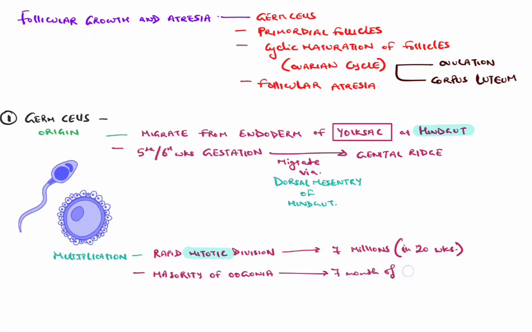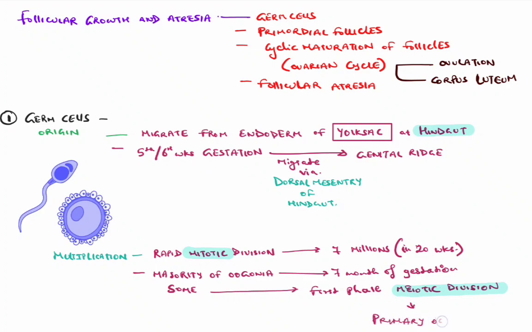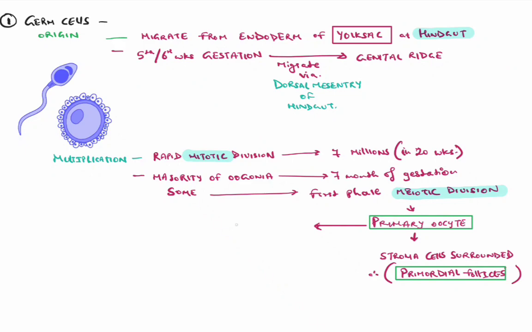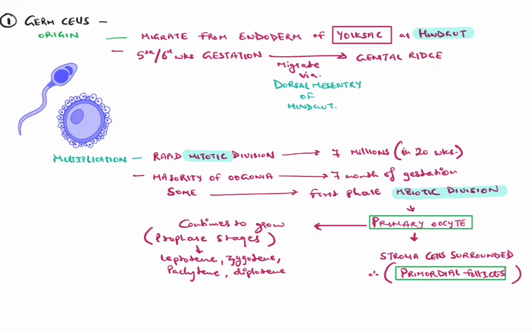Then the majority of the oogonia in the 7th month of gestation undergo 2 processes. First they undergo divisions, and second, some undergo the first phase of meiotic division, after which it is known as the primary oocyte, and if it is surrounded by stroma cells then it is known as the primordial follicle. Now this primary oocyte, what happens to it? It continues to grow in the prophase stages, which are leptotene, zygotene, pachytene and diplotene.